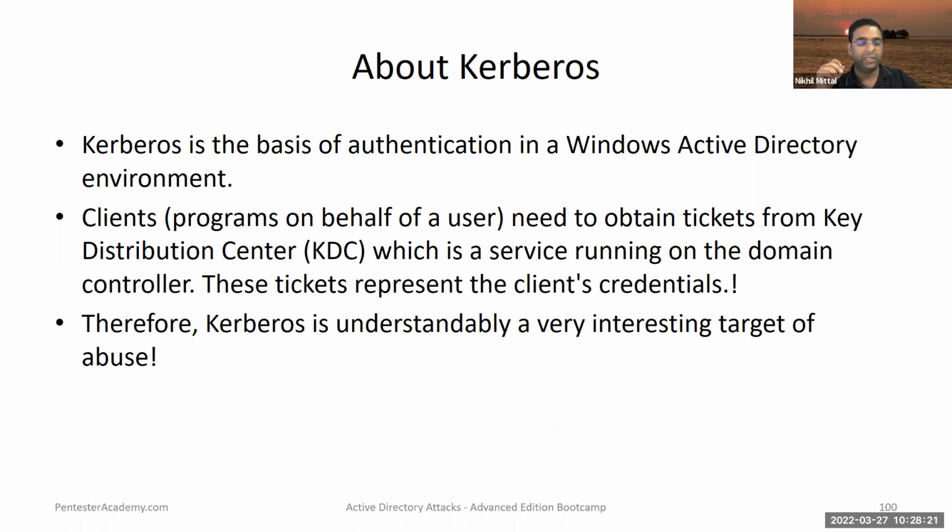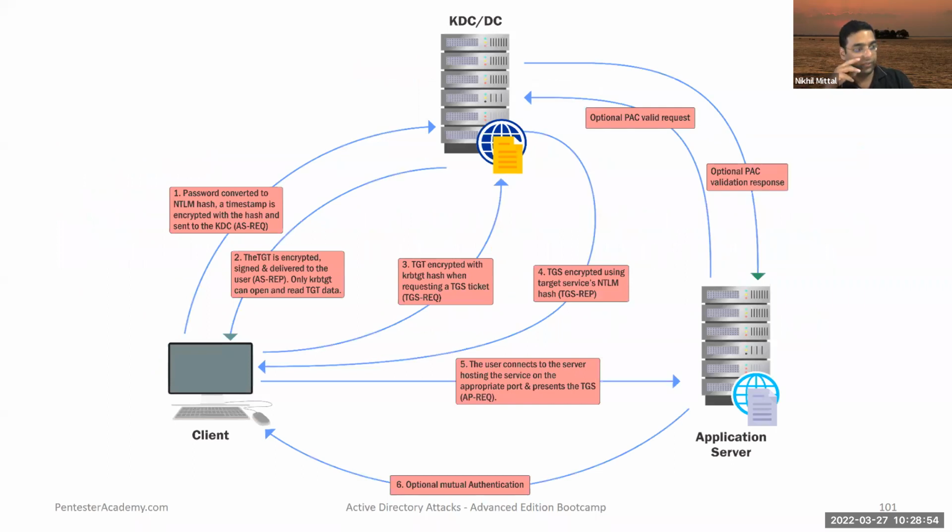Kerberos is the basis of authentication in Active Directory, where clients, that is programs on behalf of a user, need to obtain tickets from the Key Distribution Center, KDC, which is a service running on the DC. Now, these tickets represent the client's credentials and therefore are pretty important. Because Kerberos is the de facto authentication mechanism in Active Directory, it is very interesting and ripe to abuse. So this is what Kerberos functionality looks like. Let's say this client on behalf of a user wants to access a service running on this application server.